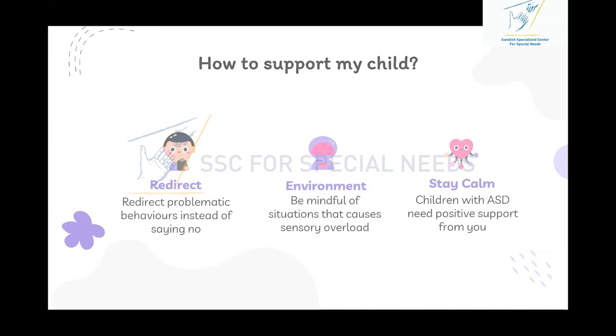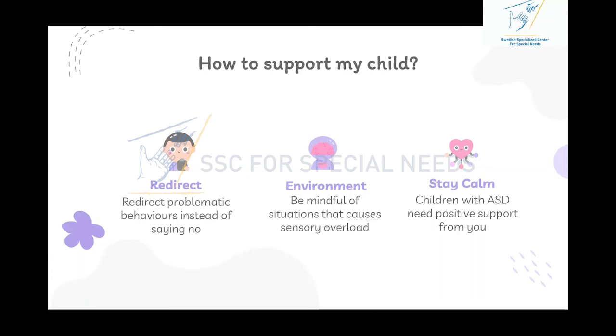So this strategy is really helpful. Now for this slide, this is a continuation of how to support my child. The first one here is called redirect, because we have to distract and redirect problematic behavior instead of saying stop or no. What this means is, if your child is at the store and running around and you don't want him to do that, don't say stop or no, because he might not fully understand that. Instead, show him what you want him to do. If you want him to walk nicely, then show him how to do that and ask him to follow that instead of running in the store.